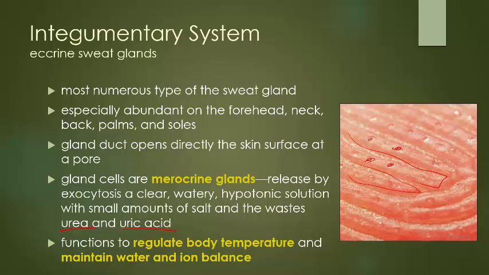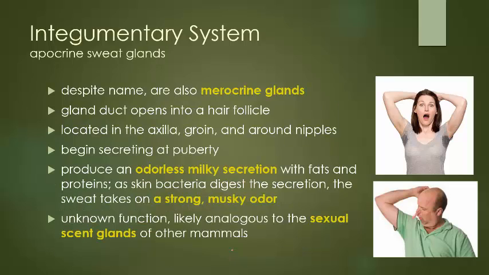And sweat functions to regulate body temperature, or these eccrine sweat glands. Their secretion functions to regulate body temperature, as we've talked about already, and also helps to maintain water and ion balance, so we can get rid of excess water by sweating it out. Okay, so those are the eccrine sweat glands, and these are active fairly soon after birth, so it doesn't take long for eccrine sweat glands to get going, and we begin sweating that way.